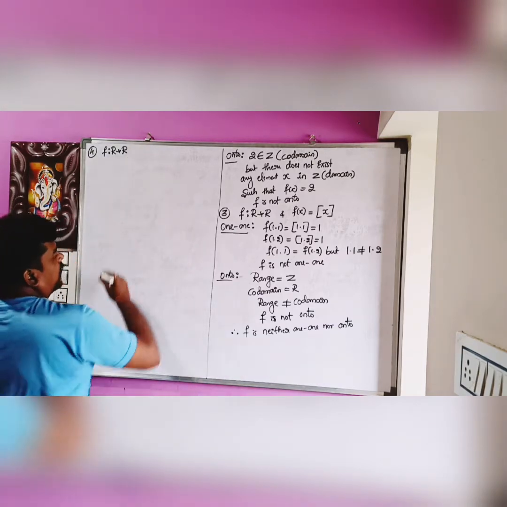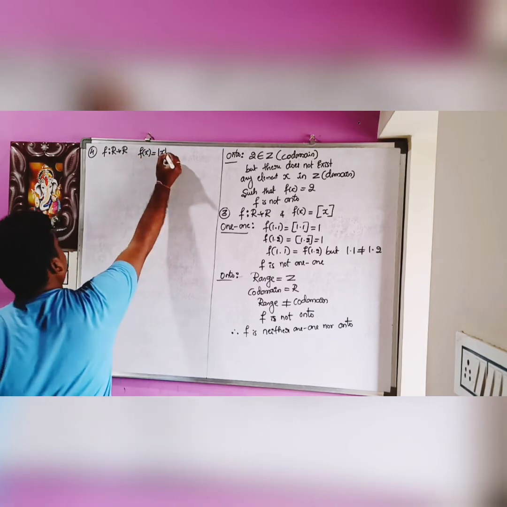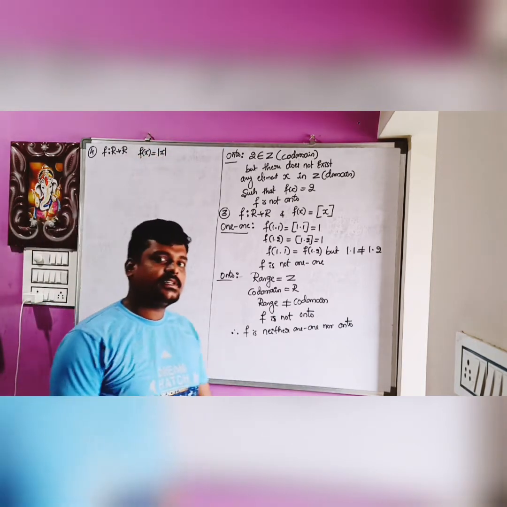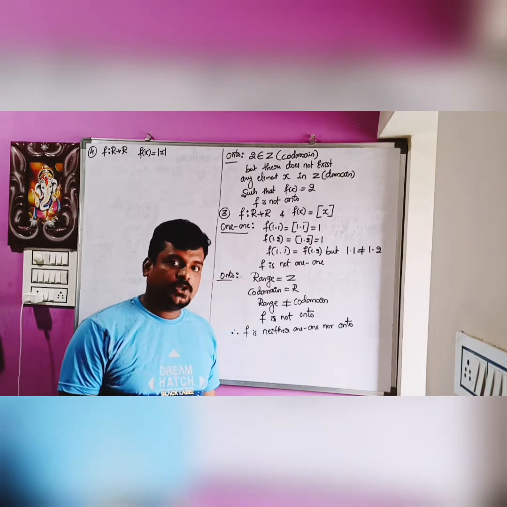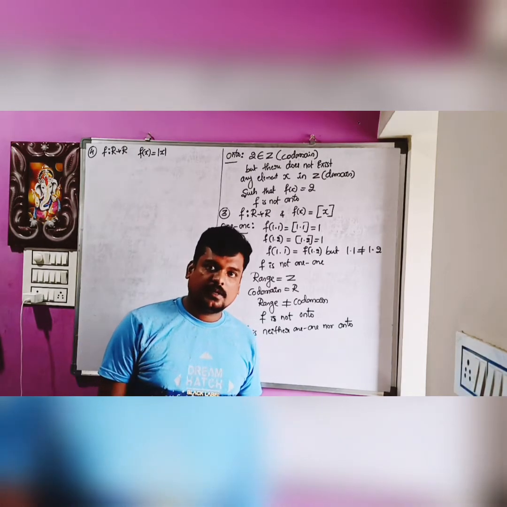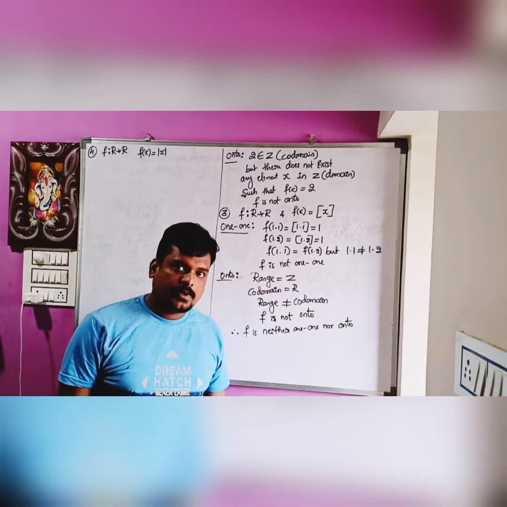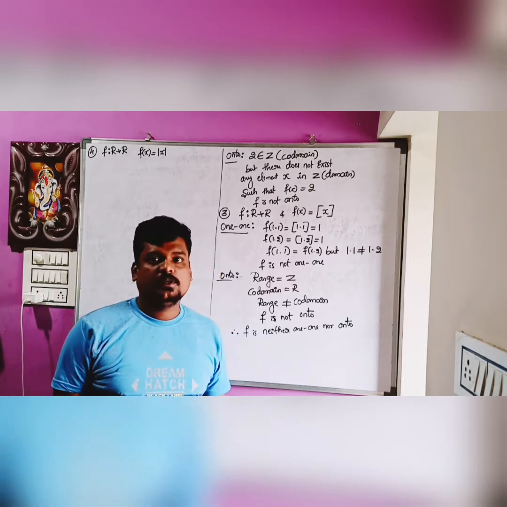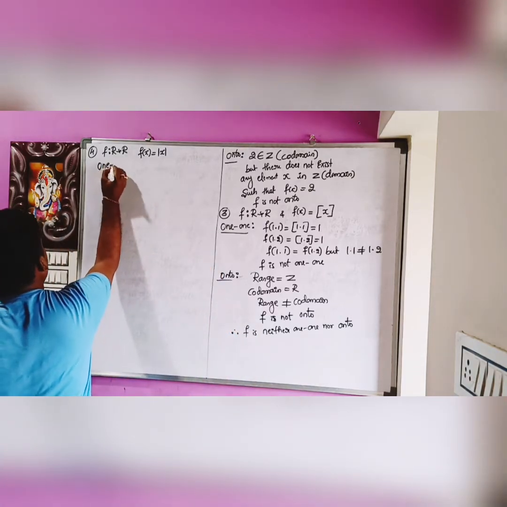F is from R to R. F of x is defined as the modulus function. What is the definition of modulus function? The output is always a positive real number. The input can be any real value, but the modulus of a negative number is also positive, and the modulus of a positive number is also positive. So this is enough for saying that it is not 1-1.